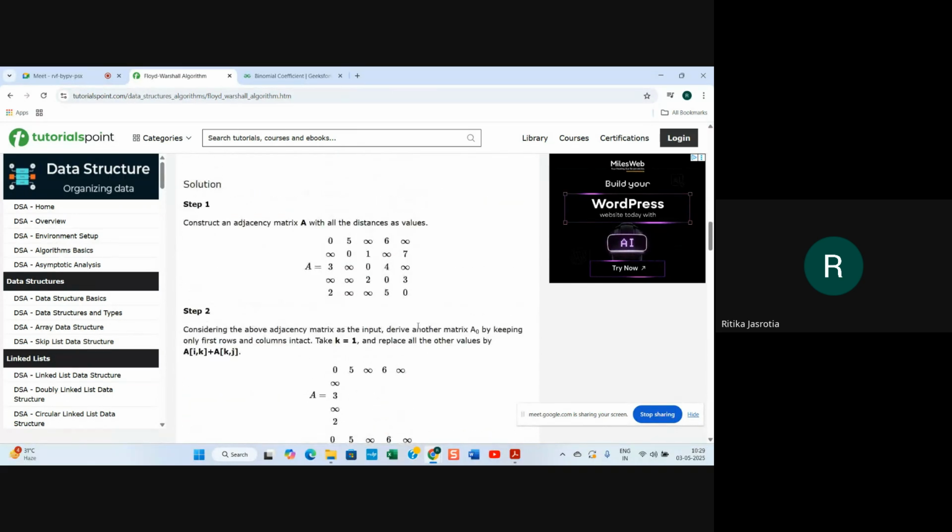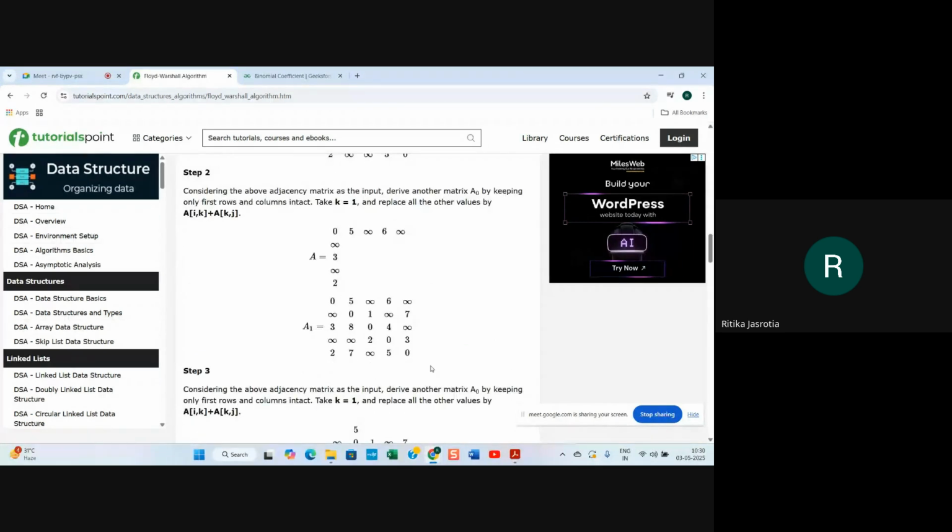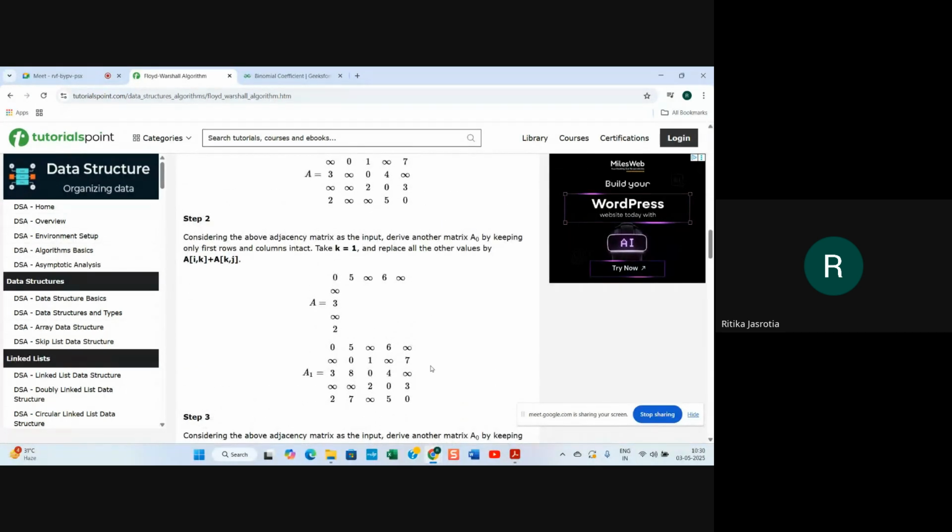How have they calculated it? What will be this? 0, 1, 2, 3. 3, 0 will remain the same. 3, 1 is 3, 1 plus 1, 0. 1, 1. 3, 1 plus 1, 1. 3, 1 is infinity and 1, 1 is 0. Infinity only.